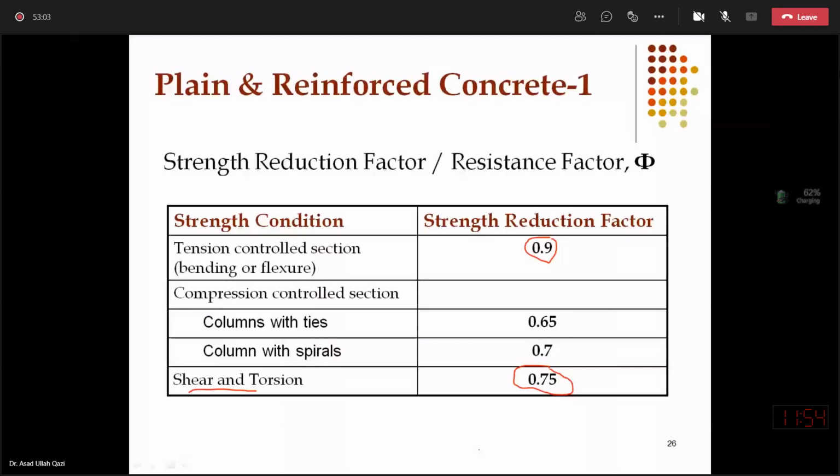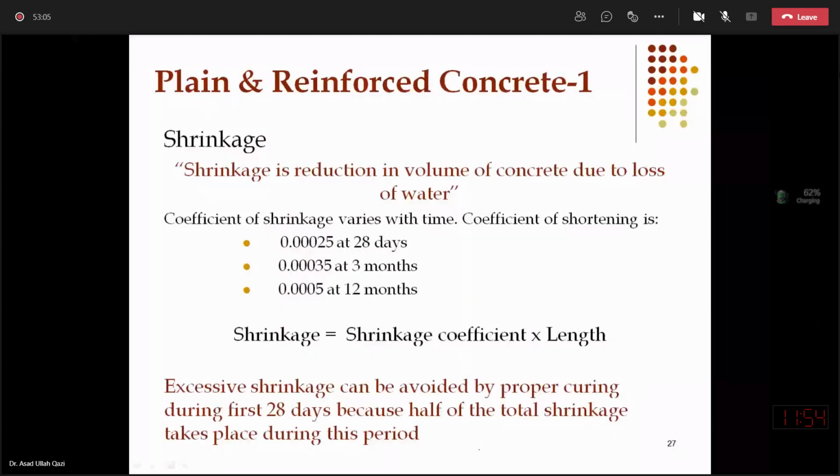I mentioned in my previous lecture that you can't eliminate shrinkage from concrete, because you will add water in concrete to hydrate the cement particles. So surplus water, once it evaporates, will result in a reduction in the volume of the concrete. So that shrinkage is unavoidable. However, you can minimize it by lowering the water cement ratio.